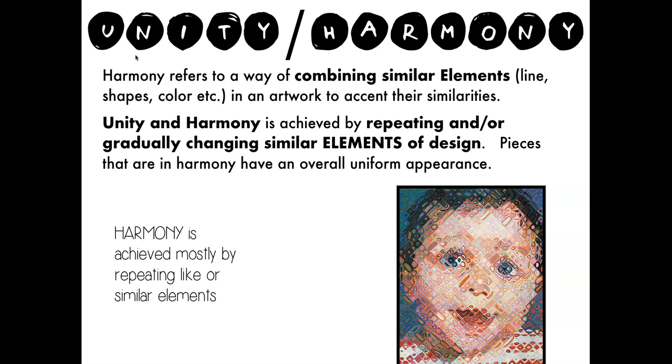So, for instance, here we have a painting that was done by Chuck Close. Chuck Close created this out of these organic looking shapes. We are seeing intense colors. We have the shape of a square that's being repeated throughout. So we have organic shapes, the shape of a square, and intense colors repeating throughout the entire composition. And because it's repeating throughout the entire composition, it is creating unity and harmony.